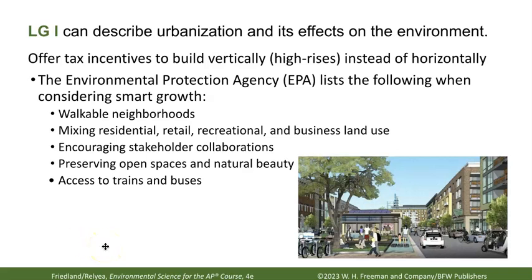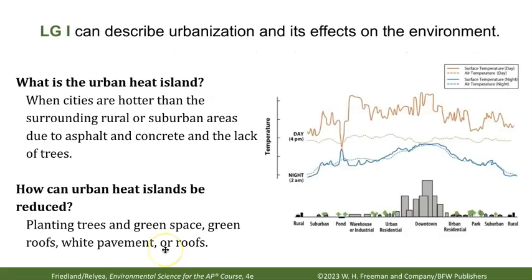Governments can also have tax incentives to build vertically into high rises instead of horizontally. That's something governments can do as well. This is some considerations for smart growth. How do we grow without a lot of sprawl? We create walkable neighborhoods. We mix residential, retail, recreational, and business land use together. It's the old-fashioned way, but done nicer and more safely. Encouraging stakeholder collaboration, so all the people should have an input into the things that they want. Preserve our open spaces, preserve our natural beauty, and make sure there's access to trains and buses for people so they don't have to have a car if they don't want.